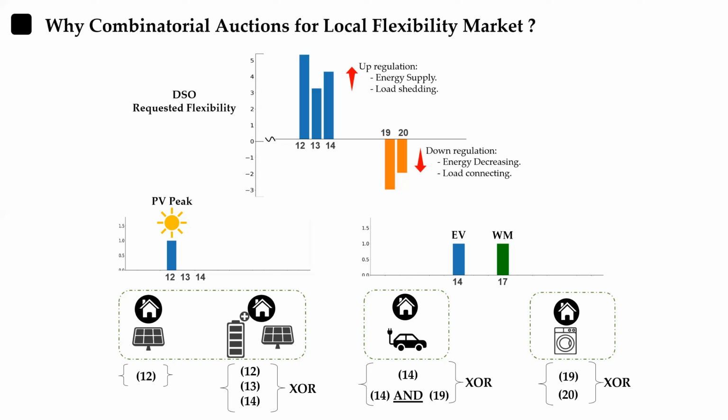So the EV owner can provide not to charge at time 14, as he or she was planning to, decreasing the total demand at that time. And the EV owner can also shift this demand from time 14 to time 19, and bid for both time slots. The washing machine owner can do a similar thing.